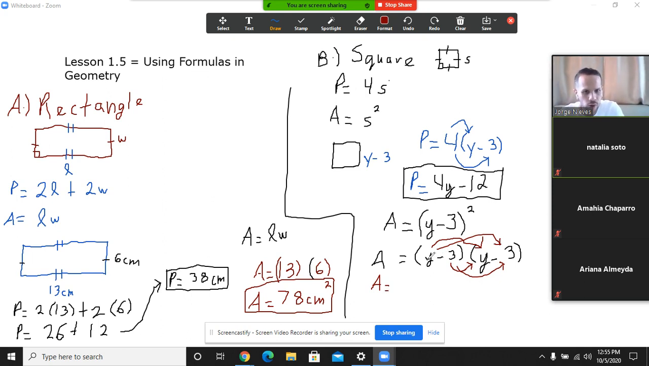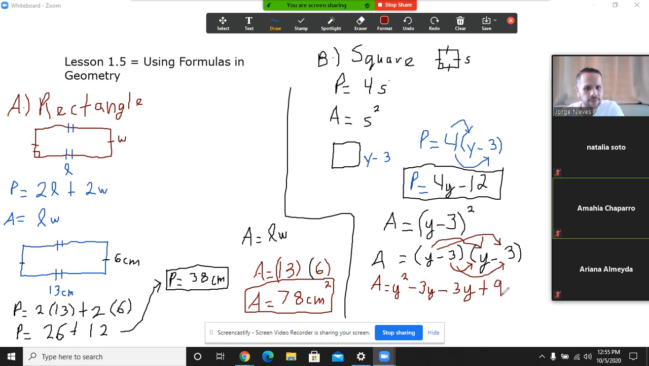So the first is y times y, that is y squared, okay? Because we got two y's. And y times -3 is going to be -3y, okay? Hasta ahí, ¿estamos bien o alguien se perdió? Okay? And we're also going to multiply -3 times y. That's going to be also -3y. And what's the last multiplication that we have to do? And that is +9. Okay.